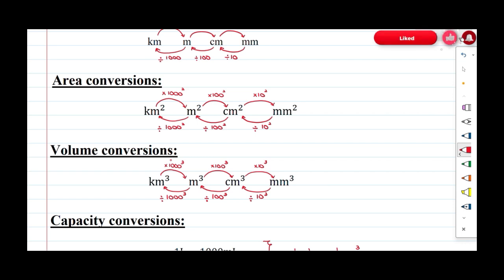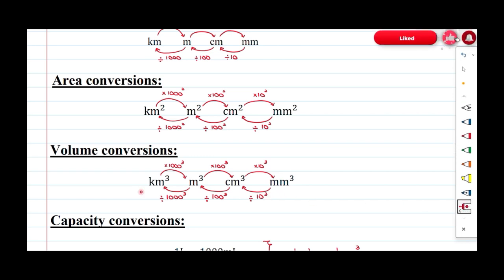Volume conversions. For volume conversion, everything is in cube. Kilometer cube to meter cube, multiply by 1000 cube. Meter cube to centimeter cube, multiply by 100 cube. Centimeter cube to millimeter cube, multiply by 10 cube, right?